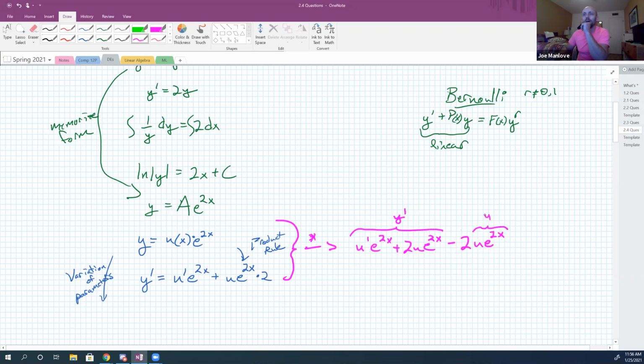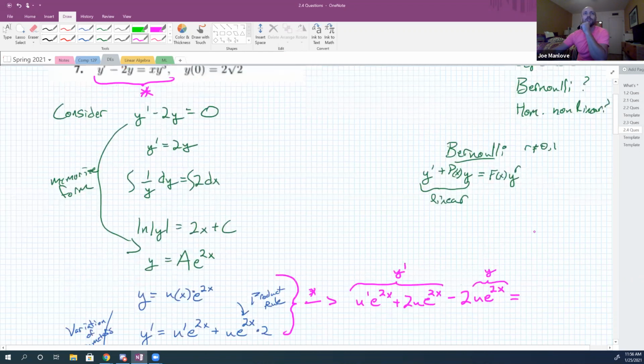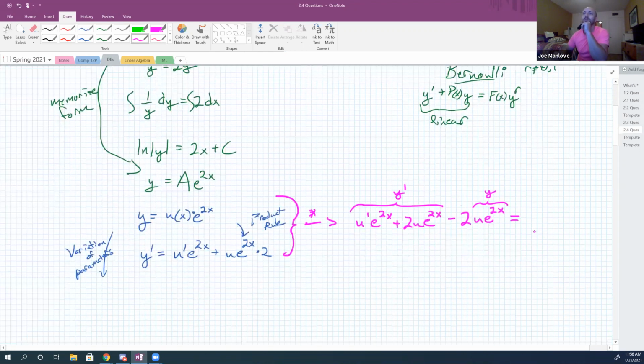This one is y. And then this is going to equal, and on the other side of this equation, I'm supposed to have x y cubed. So I have an x, and then I'm supposed to have y cubed, which is going to be u e to the 2x cubed. Pretty good with that? So this whole side is x y cubed. Good?